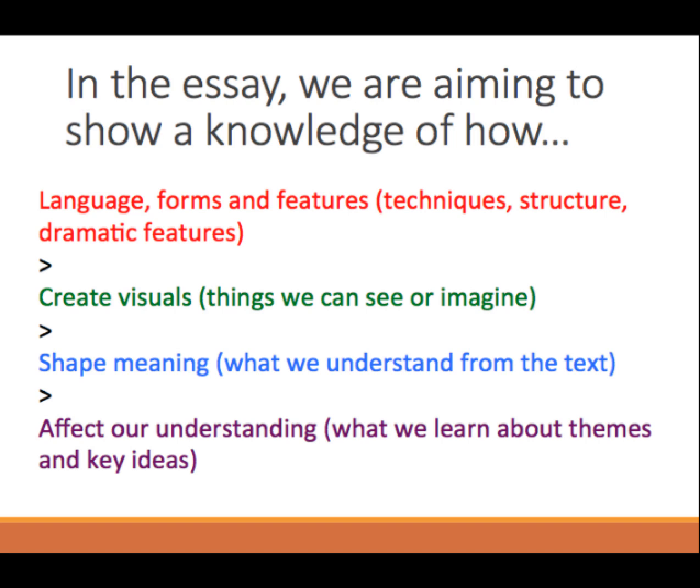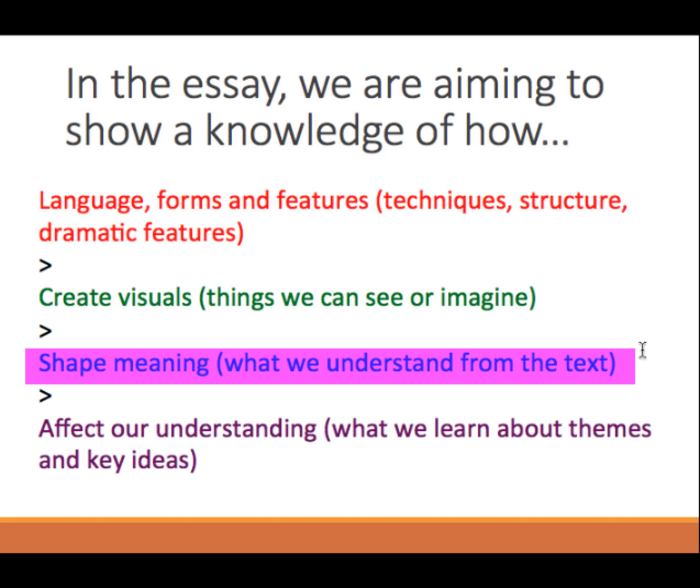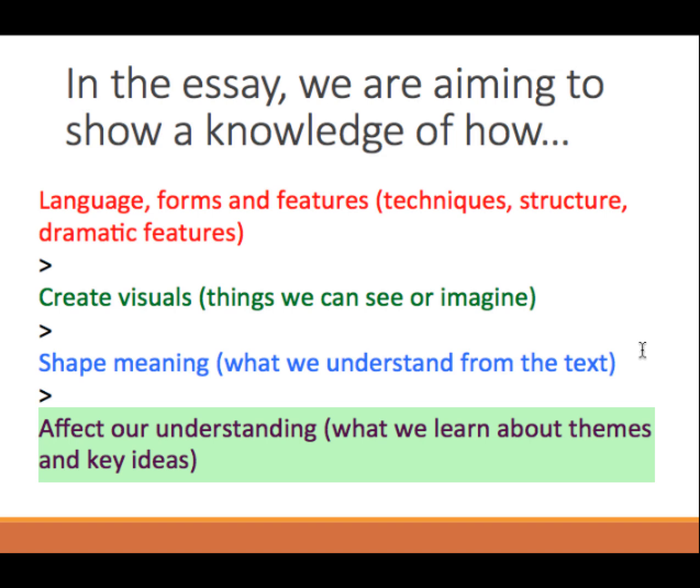So in the essay task, this is basically what we're aiming to do. First of all, we're showing a knowledge of the language forms and features of the text that we've studied. So what I mean by this is the major techniques, the structure, the dramatic features, and key scenes within the text. We're looking to show our knowledge of the visuals. So these language forms and features are creating visuals, things that we can see or imagine within the text, which is then shaping the meaning from the text, which is what we understand from the text. And finally, this meaning is affecting our understanding. So in this case, it's our understanding of some of the themes and the key ideas.